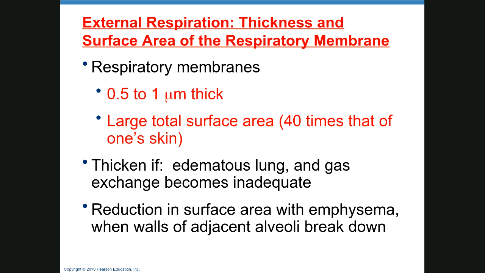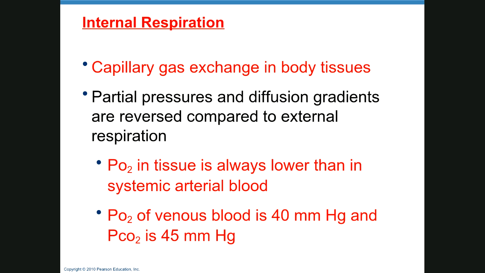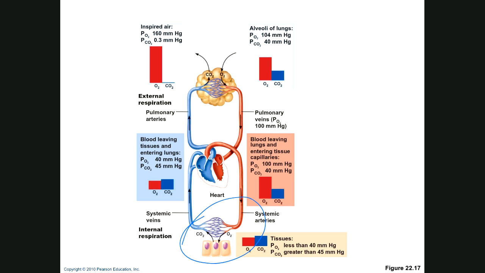External respiration is also dependent on the thickness of the respiratory membrane. The respiratory membrane has to be kept at 0.5 to 1 micrometer thick so that diffusion can happen. We have a huge surface area, about 40 times that of one's skin. So there's the alveoli, we have tons of little alveoli. That gives us a tremendous surface area for external respiration. Internal respiration, we talked about how that happened already, so you have an idea of how that happens.